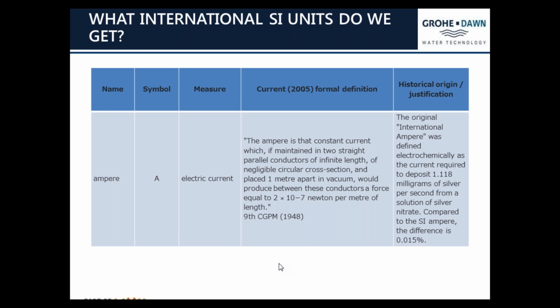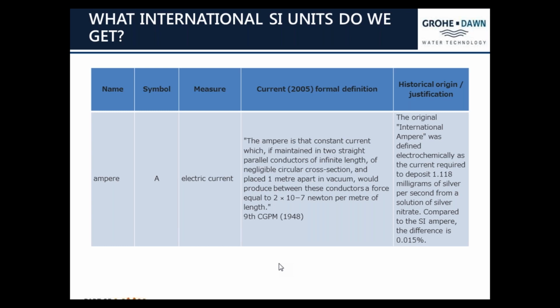Okay, the historical origin or justification. I think that makes a lot more sense as opposed to trying to read the formal definitions. Only scientists would probably understand or pretend they understand. The original international ampere was defined electrochemically as the current required to deposit 1.118 milligrams of silver per second from a solution of silver nitrate.